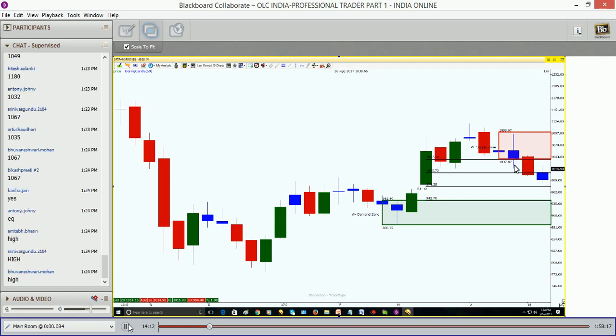Make one point very clear, friends. If you're on high or very high, you're looking to short. If you're on low or very low, you're looking to buy. If you're in equilibrium, you're looking to trade in the direction of the trend. I repeat, if you're in equilibrium, you're looking to trade in the direction of the trend.